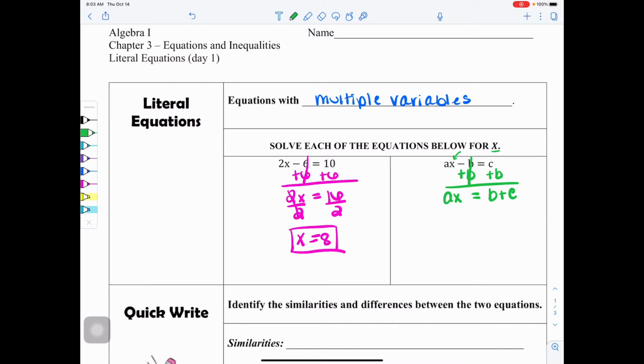Now I'm closer, but I need x to be all alone, and right now it's being multiplied by a. Just like in our original equation, our x was being multiplied by 2. So if I want to undo multiplication, I need to use division, and I'm going to divide by my coefficient of x, which is the letter a. That eliminates these a's, and I get x equals, again, nothing I can combine over there, so my answer is b plus c over a.